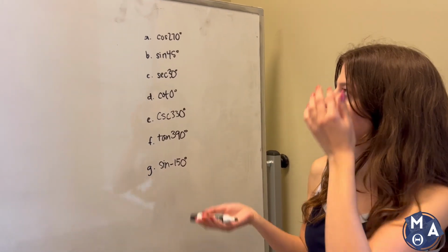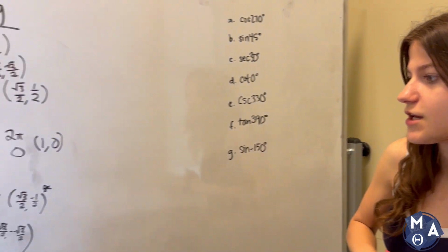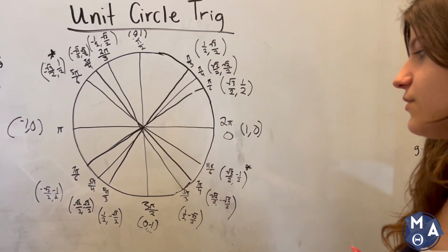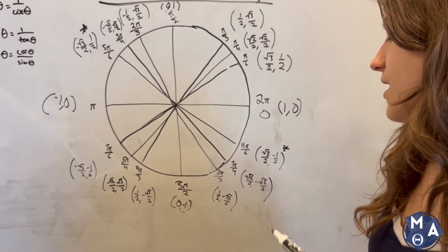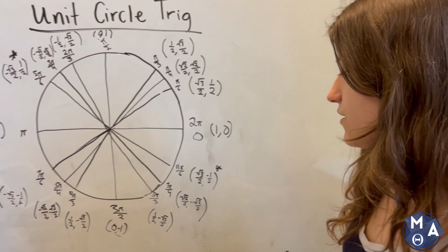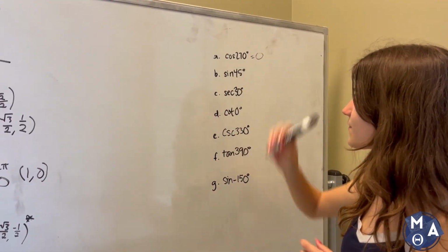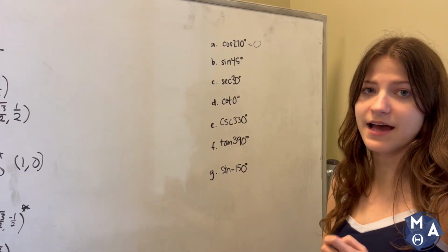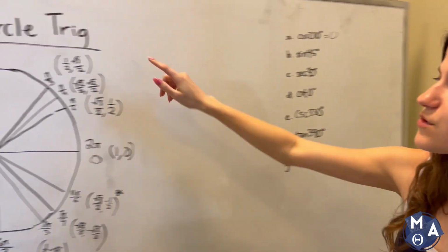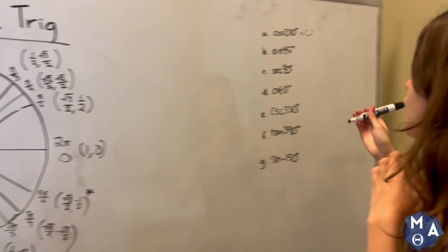Hi, so this time we have some more problems, but this time it's with angle measures instead of radians. Our first question is cosine of 270. So 270 would be right here, 3 pi over 2, and the cosine would be 0. And next we have the sine of 45. So 45 is right here, and the sine looks like it's square root of 2 over 2.